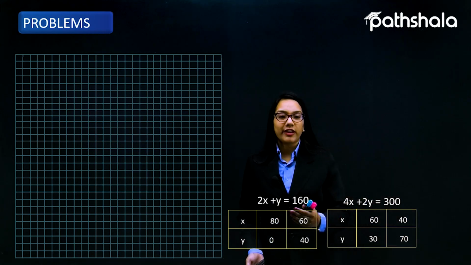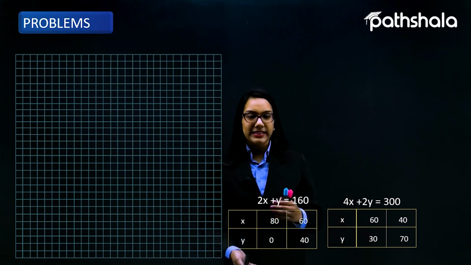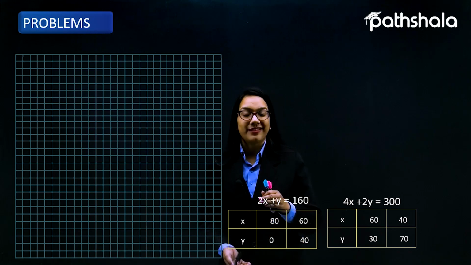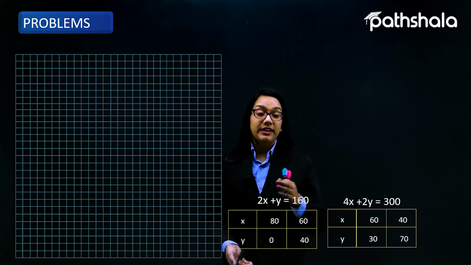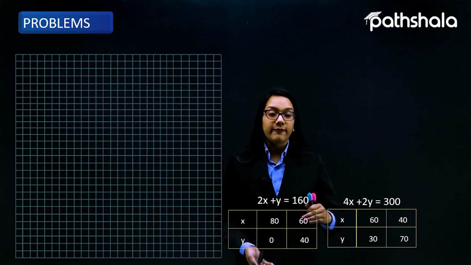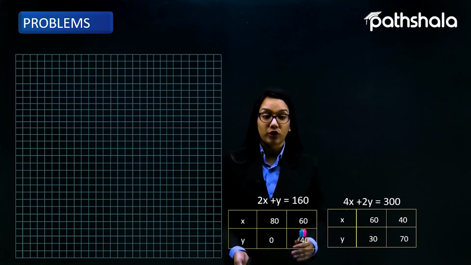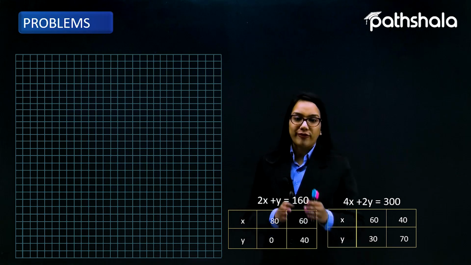As we can see, for the very first equation, I have taken x as 80. If I take x as 80, then y would be 0. Let's substitute x equal to 80 in this equation. So it would be 160 plus y is equal to 160, then definitely y would be 0. And if I take x equal to 60, then the y value would be 40. So these are my two solutions, that is 80, 0 and 60, 40 for this equation.